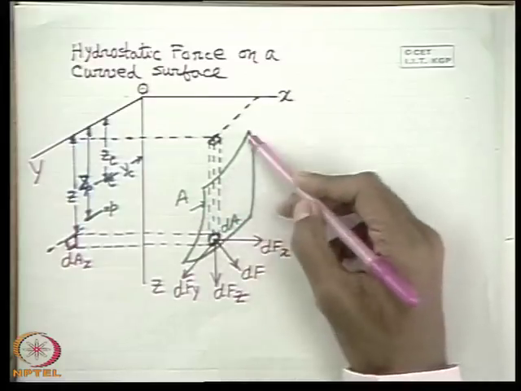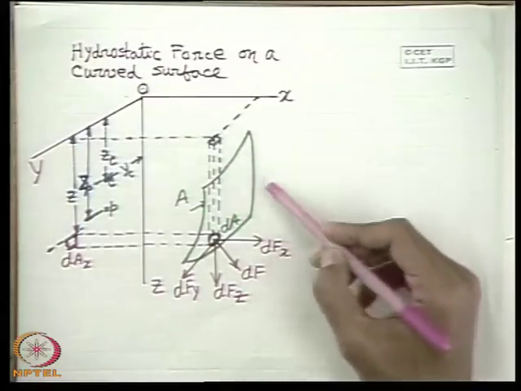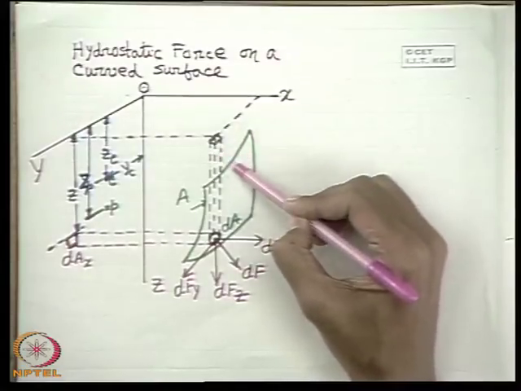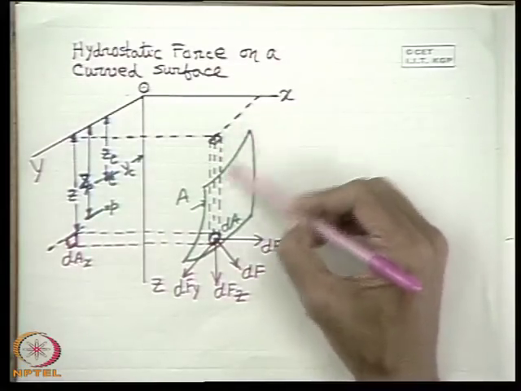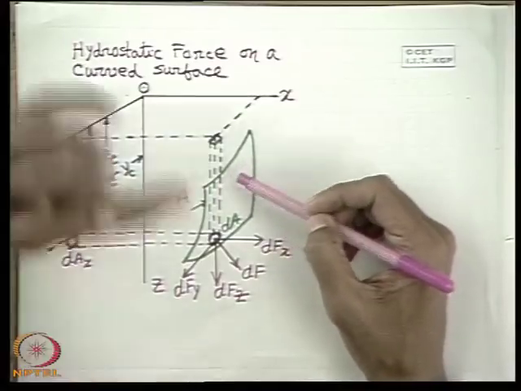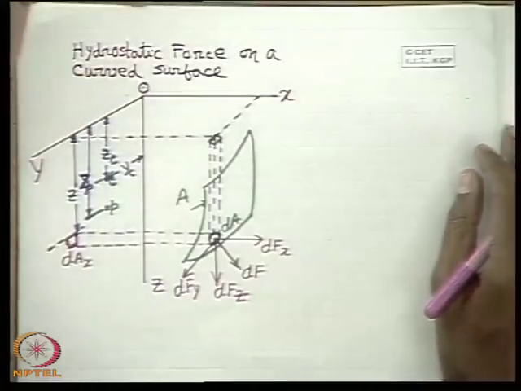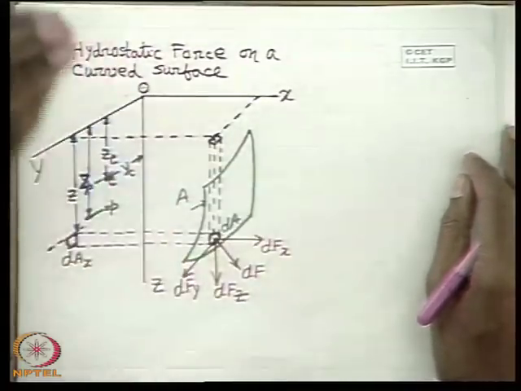In the case of a plane surface, what happened? The force on each elemental area is normal to the surface and the forces are parallel to each other. So therefore a scalar summation of the elemental forces was possible, which we did by simple integration of an elemental force throughout the area. But in the case of a curved surface, since the normal at each point of the surface, which is the direction of the pressure force, changes because of the curvature, a simple scalar summation, that means a simple integration, will not be possible.